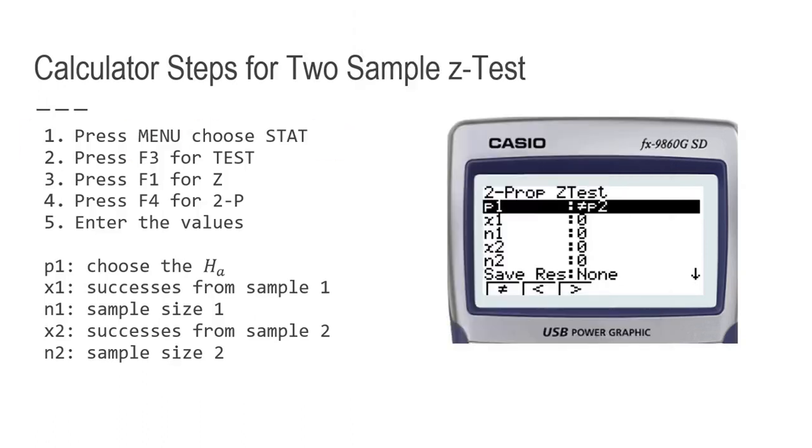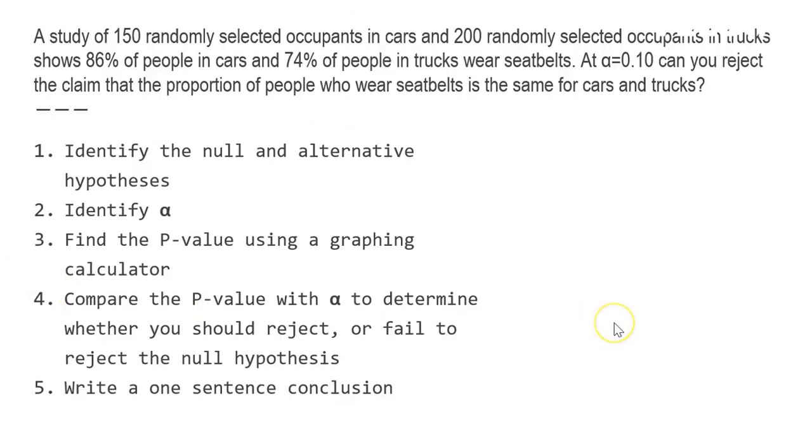All right, so let's go through an example. So we have 150 occupants in cars and 200 in trucks, and 86% of the people in cars and 74% of the people in trucks wear seatbelts. At alpha equals 0.1, can we reject the claim that the proportion of people who wear seatbelts is the same for cars and trucks?